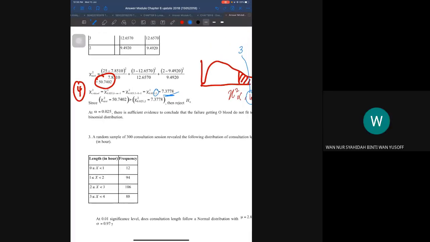Okay. So make your decision: chi-square here is greater than the critical value, then reject H null. Reject H null means that we accept H1. So you can write your H1, or you can write here: this data do not fit to binomial distribution.